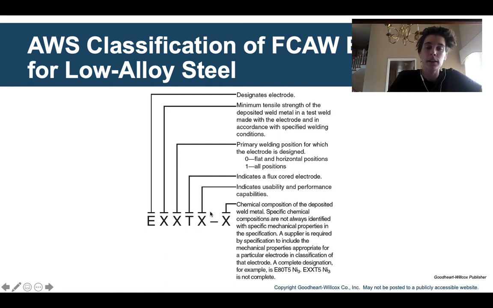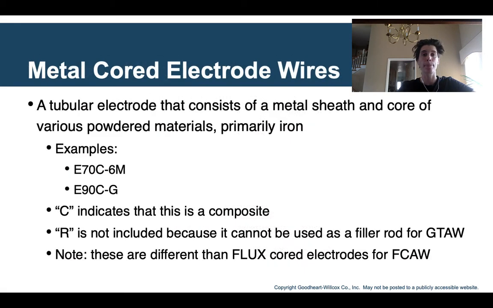And then this X here is going to tell you about usability and performance capabilities. It's the kind of thing that you would have to look up to find out what these specific ones mean and what you might want. And then this X here is the chemical composition of the deposited weld metal. So the easy way to recognize flux core electrodes is they have a T in here, they don't have an R in here. Otherwise, they do look fairly similar to carbon steel electrodes.